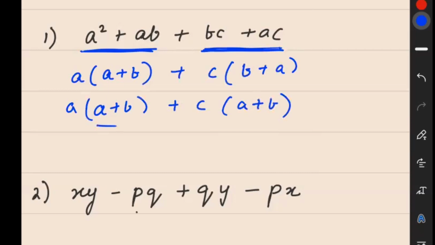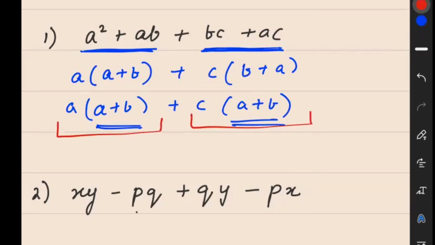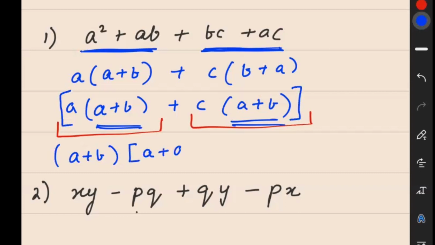So now here we can see a plus b is a common factor between the 2 terms. This is one term, this is another term, and there is a common factor a plus b. So I take a plus b out. What remains inside? It's like this is a square bracket. If I take a plus b out of this, what will remain inside the square bracket will be a plus c. So the final answer is (a plus b)(a plus c). I have made a square bracket; you can make a circular bracket here. It was just to explain how and when we are taking a plus b out.